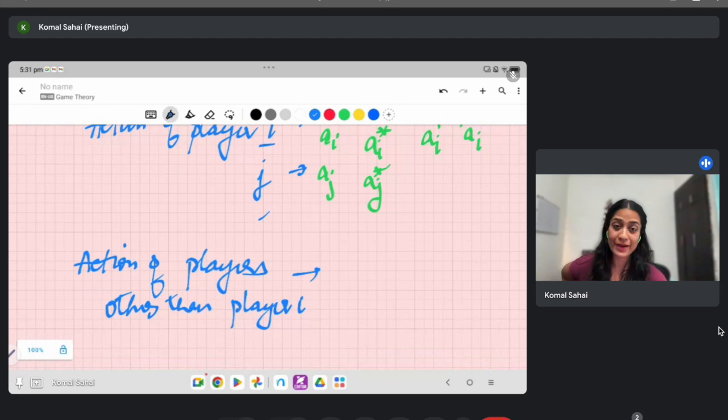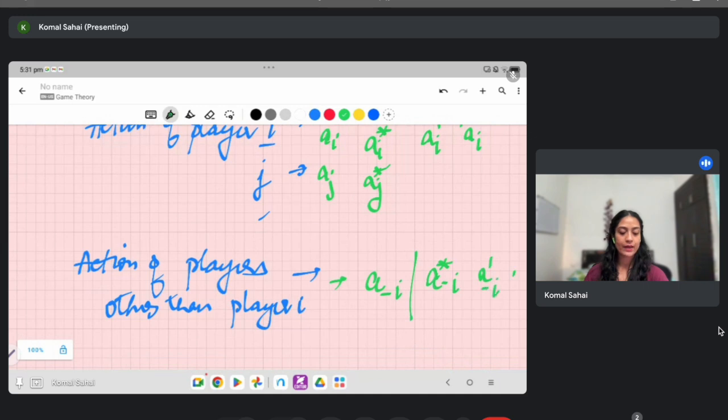So when you are thinking of player 1, other than player 1 मतलब 2, 3, 4. ठीक है? If you are thinking of player I, then other than player I is A minus I. ठीक है? Similarly, if the action profile is A star, then you have A star minus I. Minus I मतलब जो सारा set of players है उसमें तुमने I को minus कर दिया. ठीक? Similarly, A prime minus I, A tilde minus I.